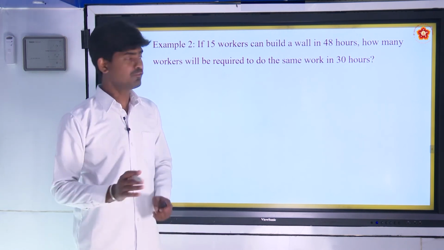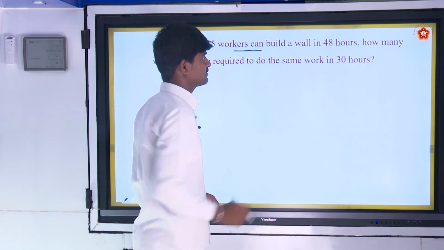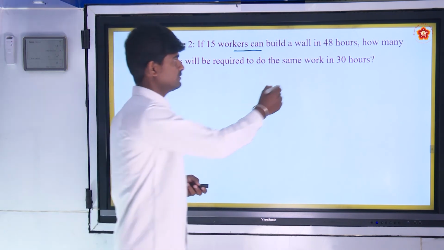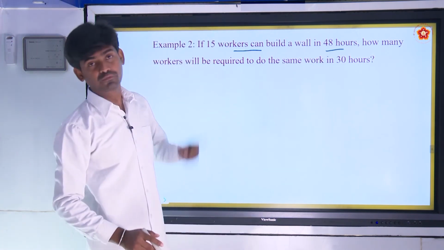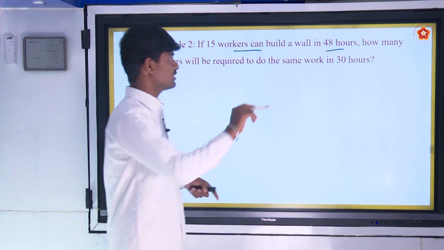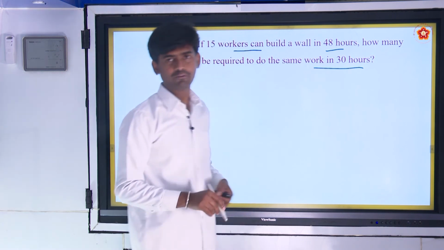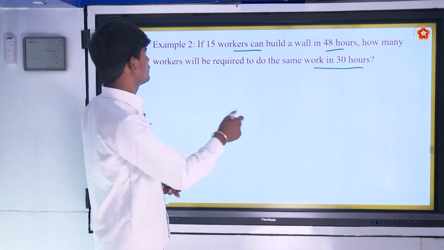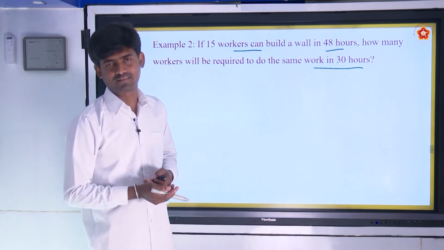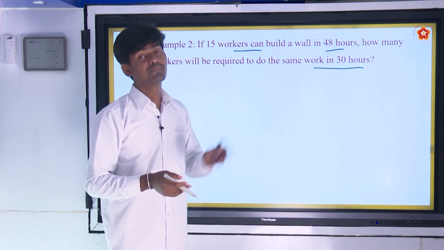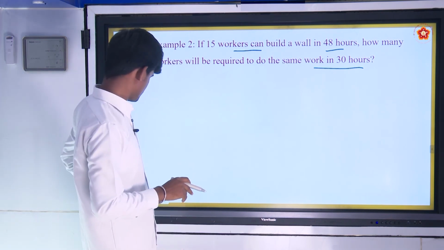If 15 workers can build a wall in 48 hours, how many workers will be required to do the same work in 30 hours? Here the time will be reduced. So we have to find how many workers are required to build that wall in 30 hours. Solution.